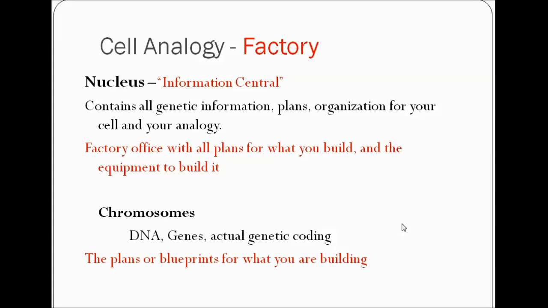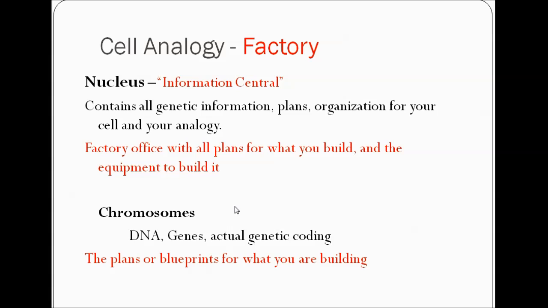So let's do an analogy and kind of work through this. So let's say the cell is a factory. The nucleus is information central. It's where all the genetic information and everything is. And in your factory, it'll be where your plans are for what you build, your future projections, or whatever, and all the equipment information that you need to build it.